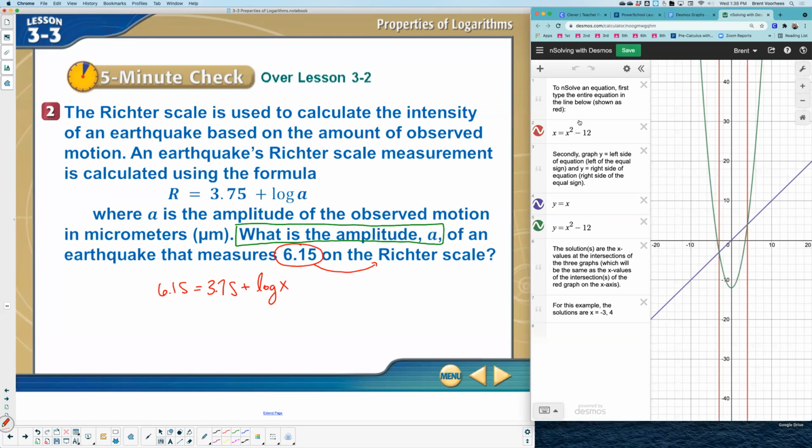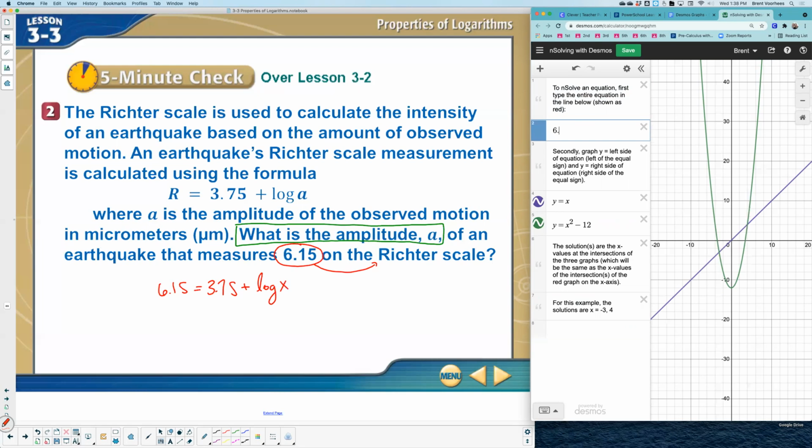What I'm going to do is read off this first block. Here's your first instruction. It says to InSolve an equation. First type the entire equation in the line below shown in red. So this here's the red. We need to type the whole equation in right there. So what do I mean by the whole equation? Everything as in what? Thank you, Lyric. 6.15 equals 3.75 plus log x. So you type that in first.